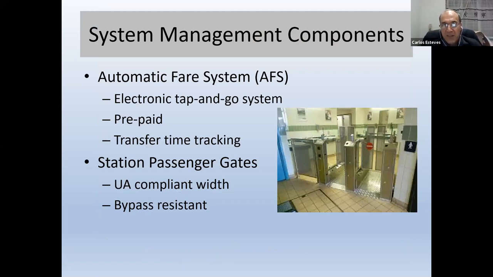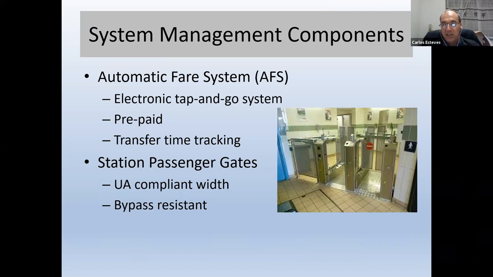Some of the other system components, just to touch on them: automatic fare system, you've seen them in metros, electronic gates, you tap with your electronic card, it opens and you go in. It has to be prepaid, so your electronic card has to have money on it. It has to be able to track your time of entry and exit from your feeder bus, because you've got to walk across to get from the feeder service to the trunk service without having to pay for another ticket. That was a big debate.